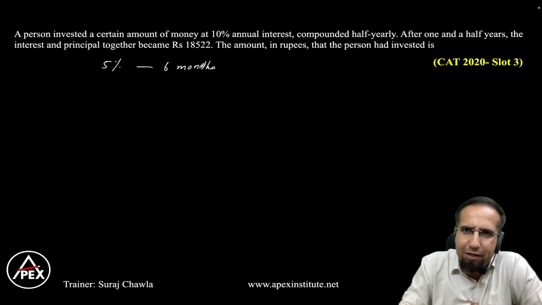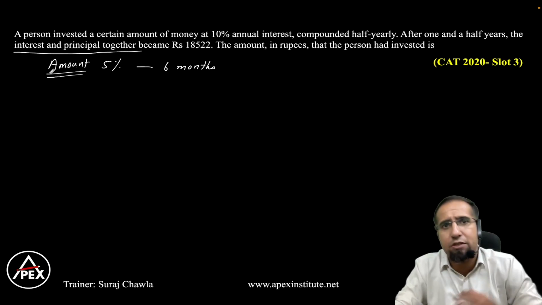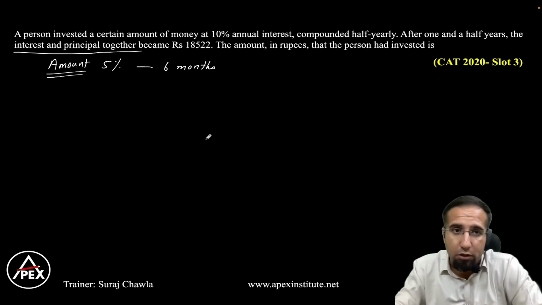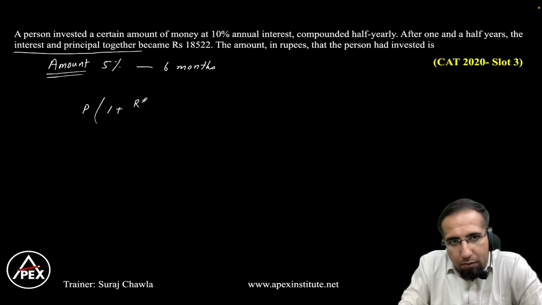Right? Or we can directly apply the formula. After 1.5 years, the interest plus principal together. That means the question is talking about amount. As I told you, if the question is talking about amount, let's apply the formula. Clear? So what is the formula? P into 1 plus R by 2.